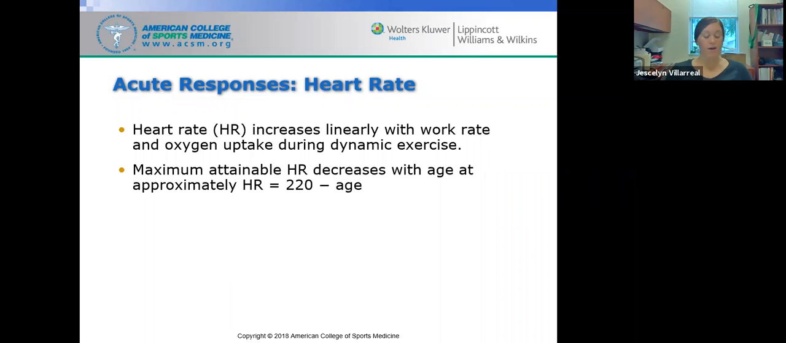Acute responses in heart rate with exercise: it's going to increase linearly as work rate and oxygen increase. Your maximum attainable heart rate decreases with age. Max heart rate is calculated as 220 minus your age. The magnitude of the heart rate response is also related to age, body position, fitness level, activity type, presence of heart disease, medications, blood volume, and environmental factors such as humidity and temperature.